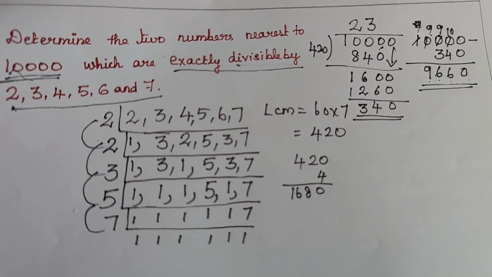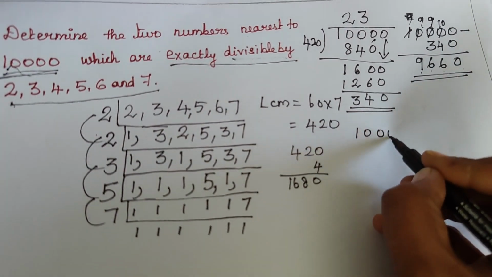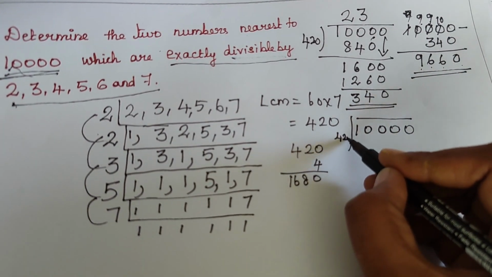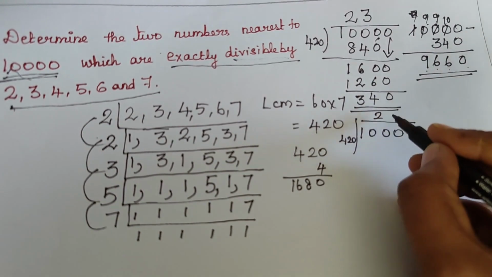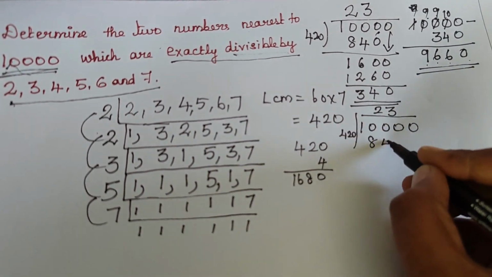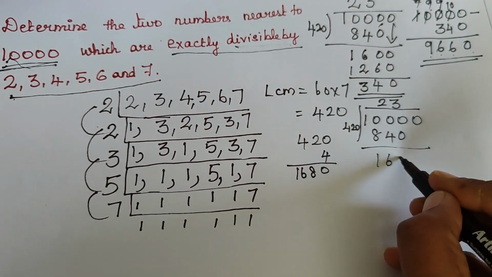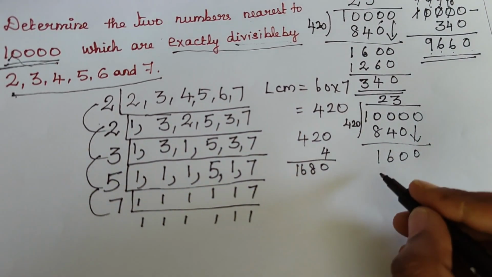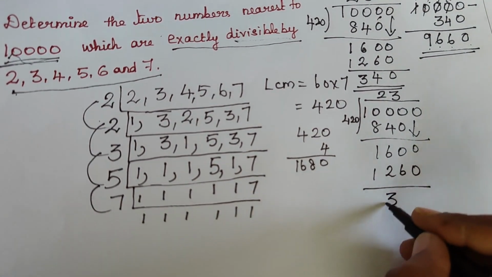So one number is less than 10,000. We shall find the number which is more than 10,000. So again 10,000 divided by the LCM 420. So again we will get 2 times 840, same division, right? So we will get 160, bring down this 0. So 3 times 1260, you will get remainder 340.